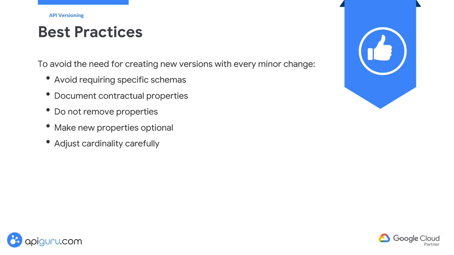Document that property names are part of the API contract, but their values are not. Refrain from removing existing properties from the payload. While adding new properties is acceptable, ensure that your consumers' applications are designed to ignore any properties they do not use. Ensure any new properties or query parameters are optional, preserving backward compatibility with existing implementations. When modifying cardinality, changes should shift from mandatory to optional rather than the reverse.